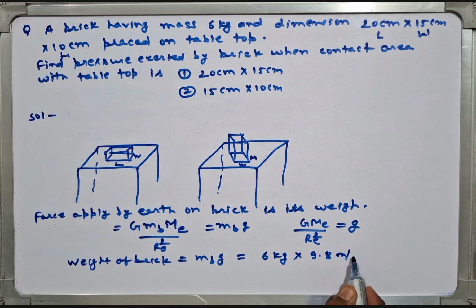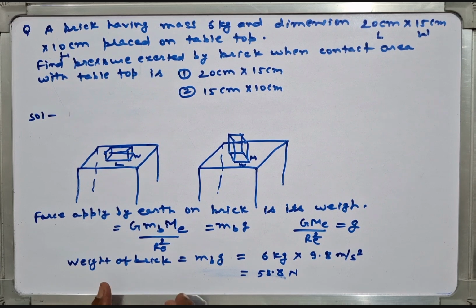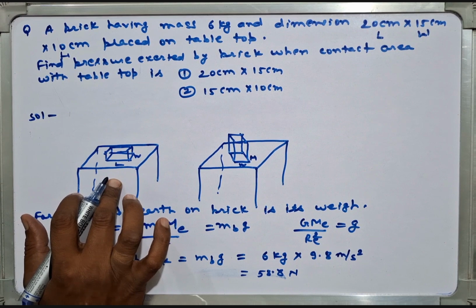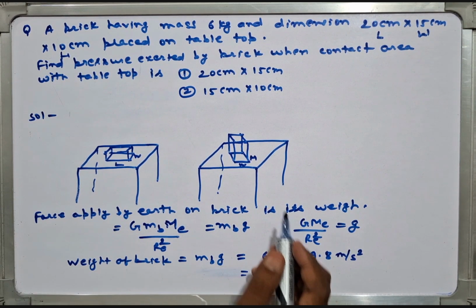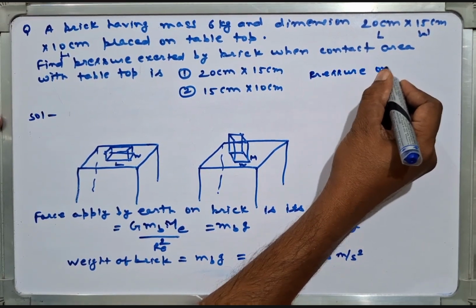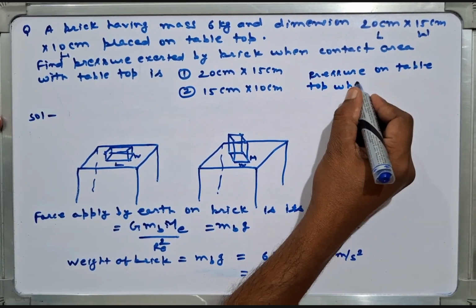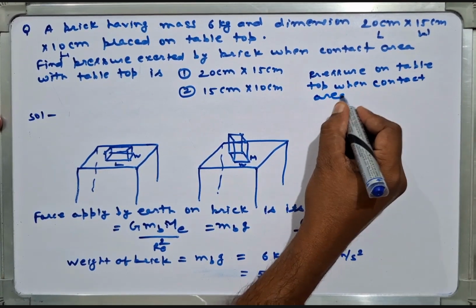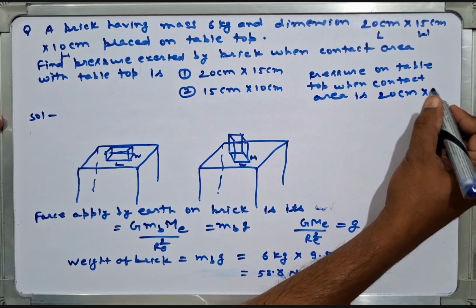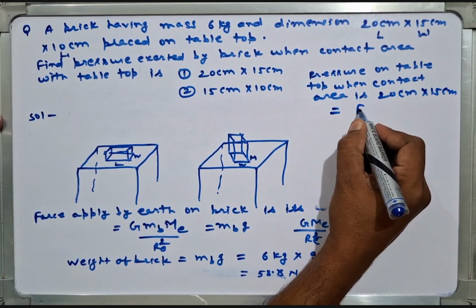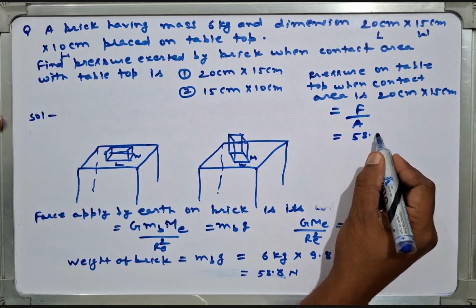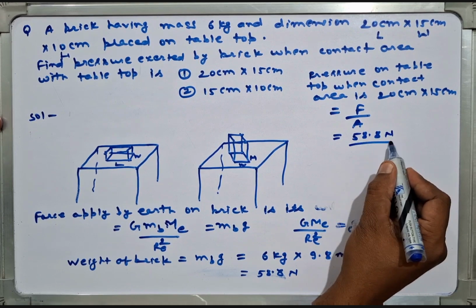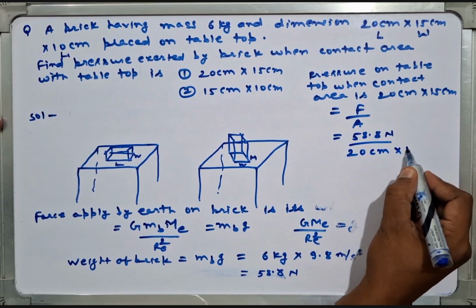Here the mass of the brick is 6 kg, and the value of g we derived in the earlier lecture on gravitation, in meter per second squared. This will come to 58.8 Newton. So this weight will exert the force. Here the contact area is uniform, so the pressure on the table top when the contact area is 20 centimeter into 15 centimeter equals force divided by area. Here the force is 58.8 Newton and the area is 20 centimeter into 15 centimeter.